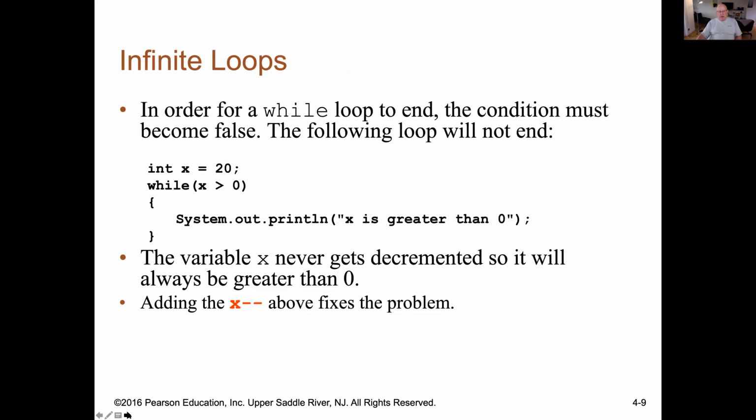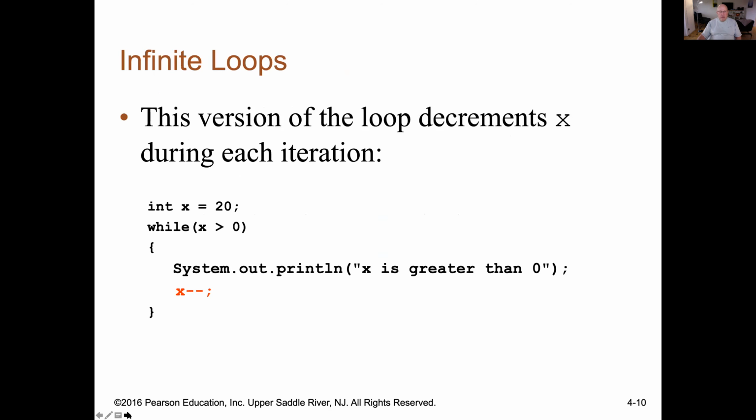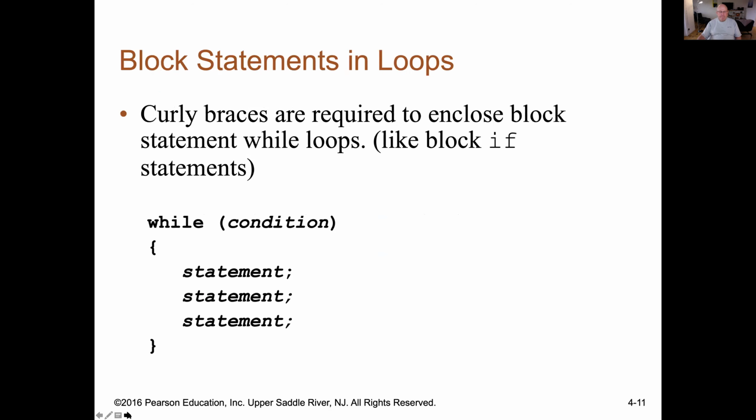Infinite loops. In order for a while loop to end, the condition must become false. The following loop will not end. The variable x never gets decremented, so it will always be greater than 0. This version of the loop decrements x during each iteration. Block statements in loops: curly braces are required to enclose block statements of while loops, like block if statements.